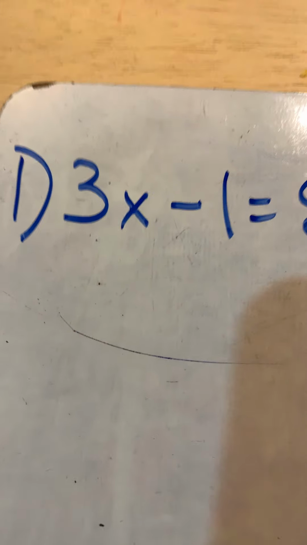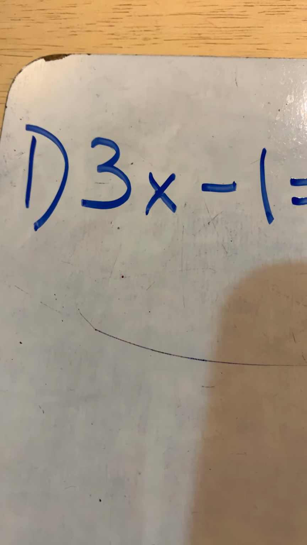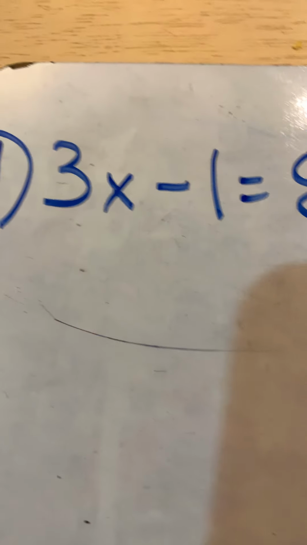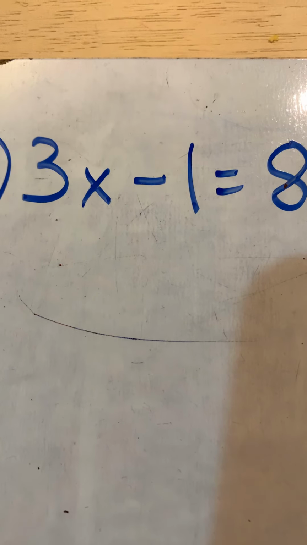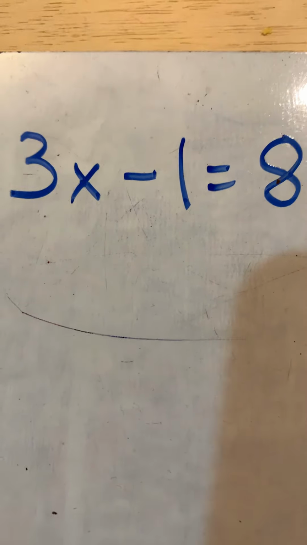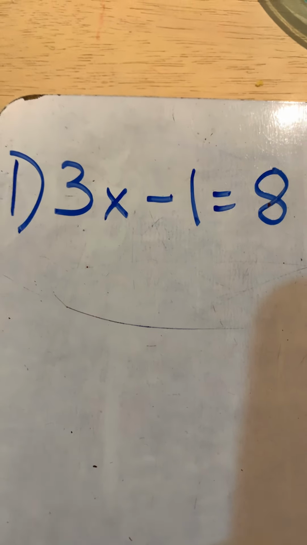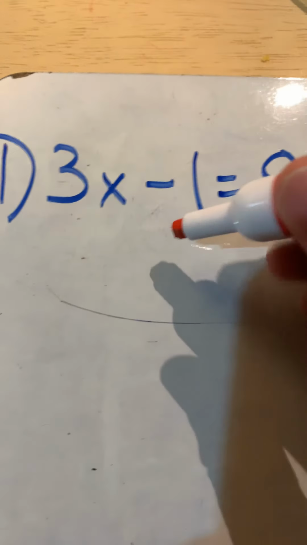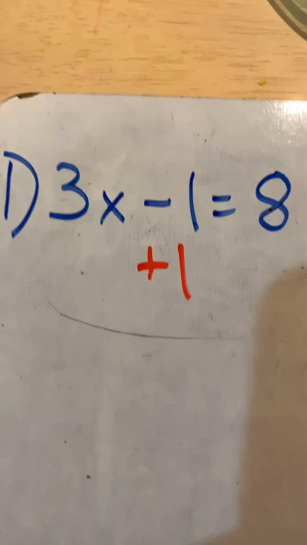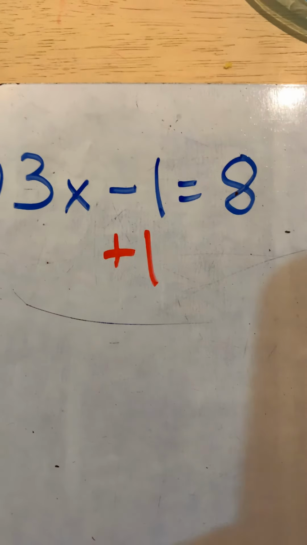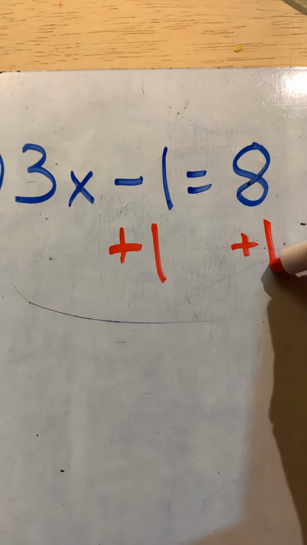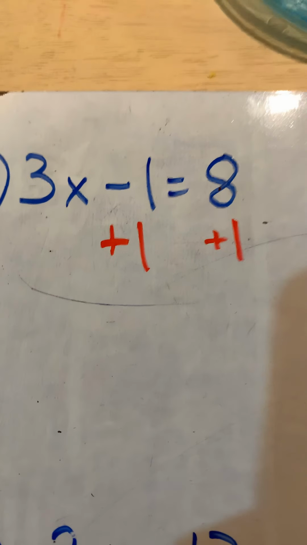So I find the side of the equal sign that has the variable, and I look beside it and see if there's any addition or subtraction. There's a minus 1. So I want to make that minus 1 go away by doing the opposite. So I'm going to do a plus 1. And if I do that to one side of the equal sign, I do that to the other side. And that's something we've already done, right?